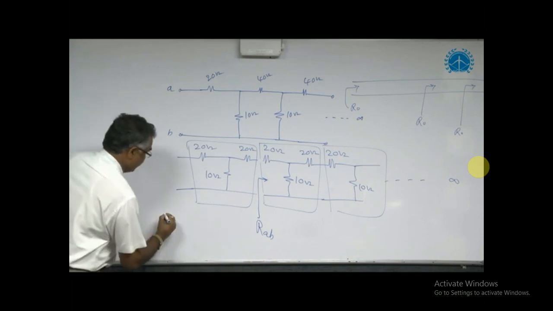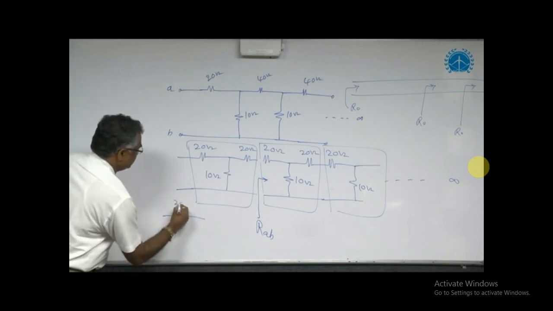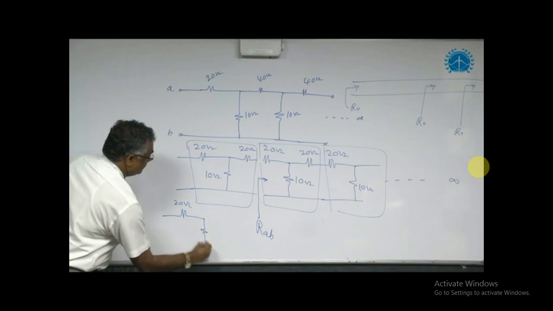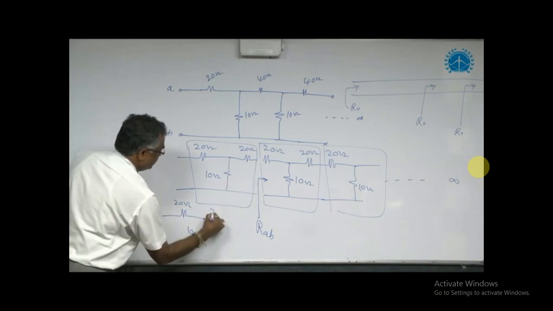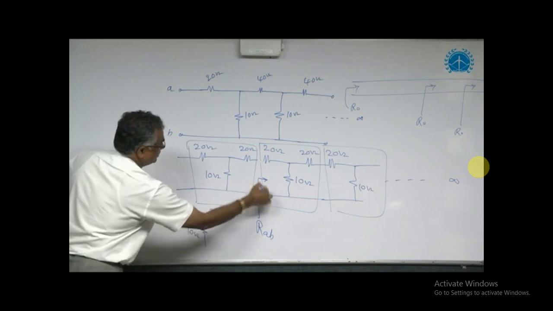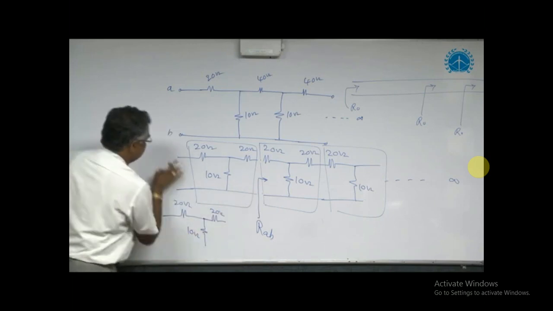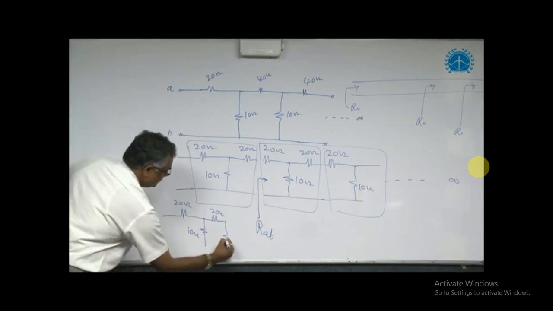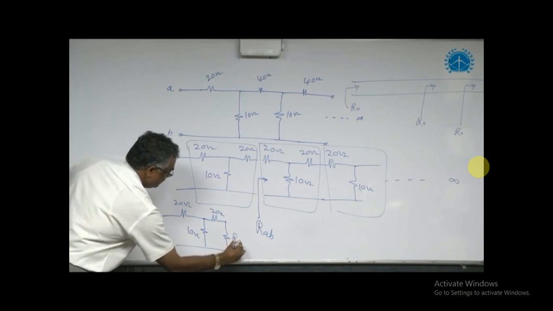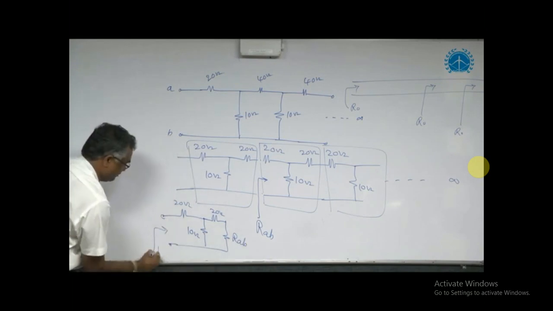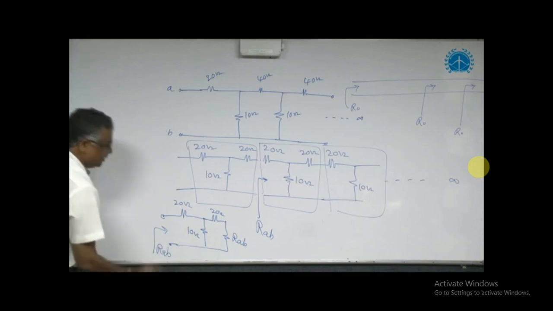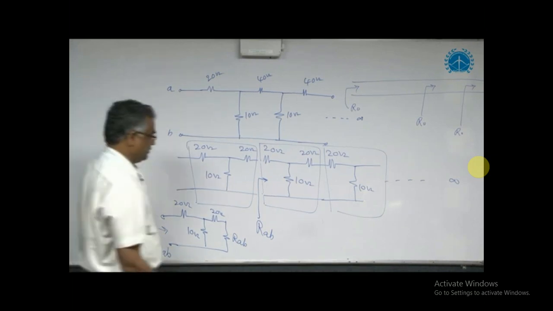Keeping this in mind, this 20 ohm, this 10 ohm, this 20 as it is, then this resistance is equal to RAB, which is same as this only. Now this is RAB. What is the resistance here also? Again RAB. Now make use of the series parallel property.